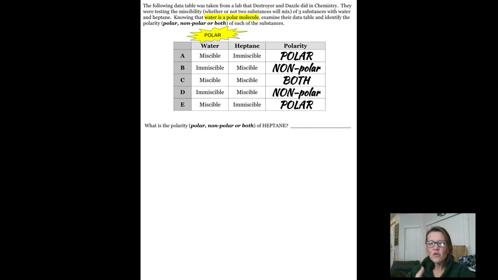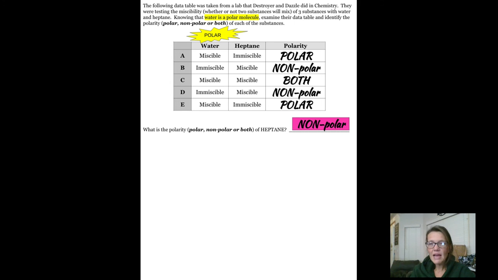Okay. Now, the other question is, what is the polarity of heptane? Well, as we can see, substance A, which we decided was polar because it would mix with water, would not mix with heptane, right? So without looking at any of the other substances, we can conclude that heptane must be nonpolar. Again, remember that in order for two substances to mix, to be miscible, they have to be similar in shape. So polar dissolves polar, nonpolar dissolves nonpolar, right? So we're going to go ahead and declare that heptane is nonpolar, okay?